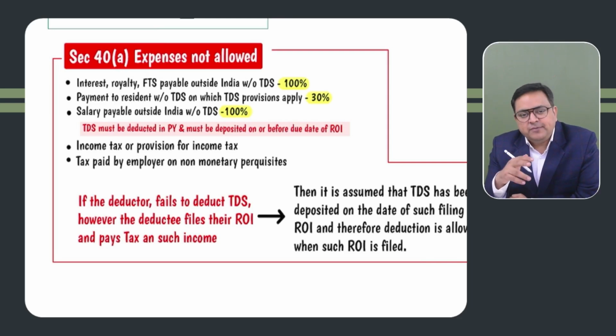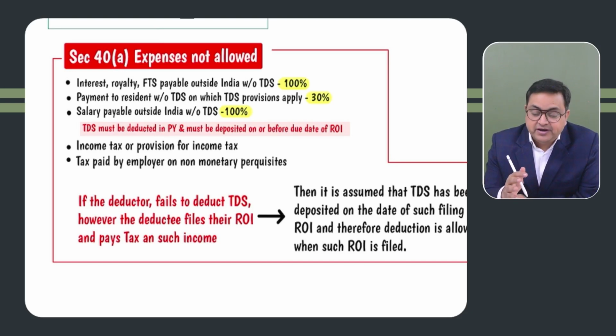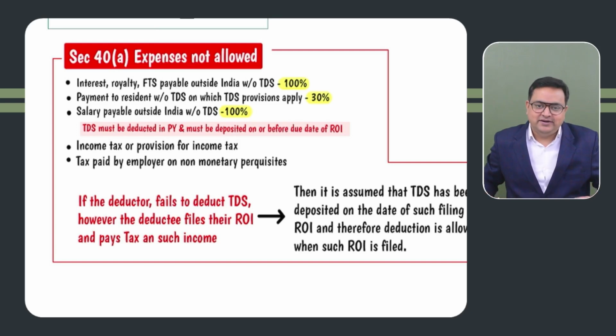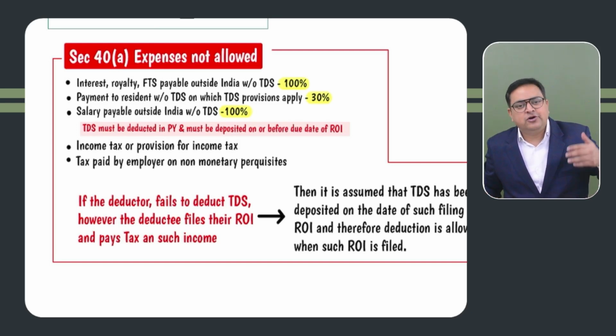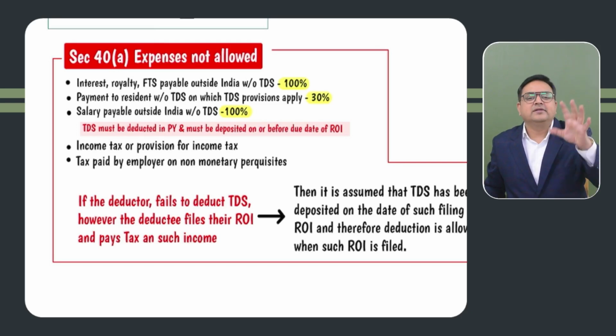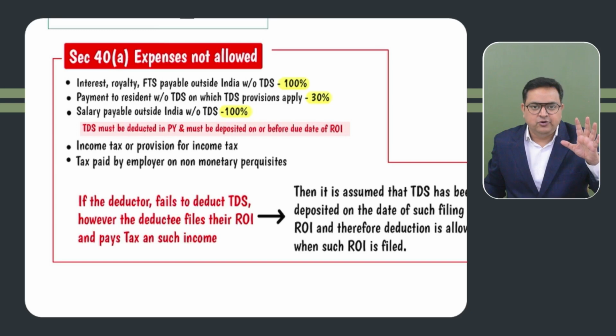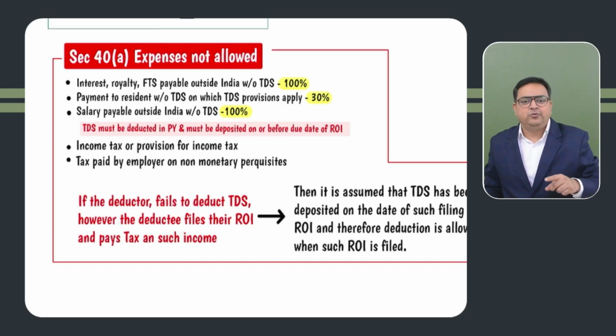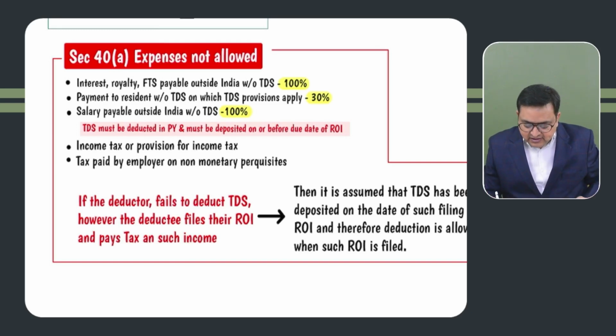Second, if you are paying within India, if you are paying any rent, or any interest to a resident within India, on which TDS was required to be deducted, and you have not deducted the TDS during the previous year or not deposited the TDS up to the due date of ROI, simply, in examination you will get like this: the TDS was not deducted on this amount, and the TDS was required to be deducted. In that case, 30% will be disallowed.